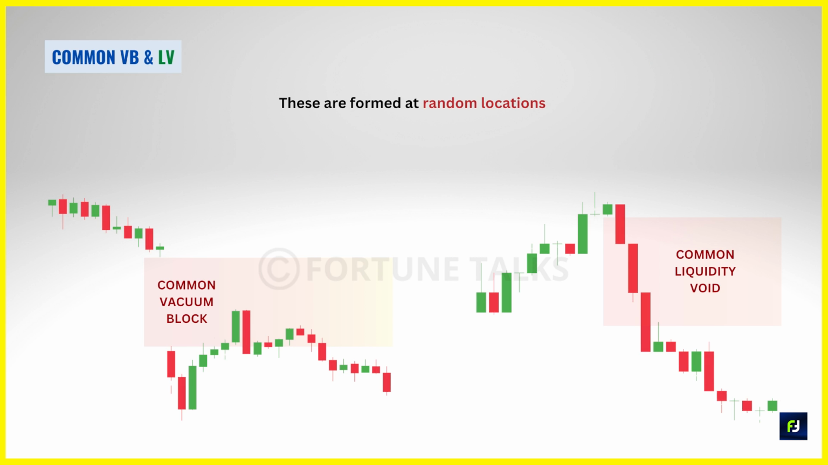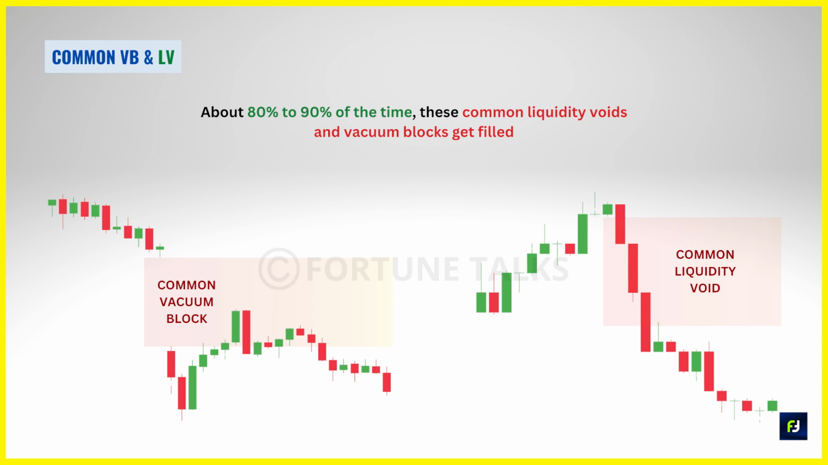Common liquidity voids and common vacuum blocks appear randomly on the chart. Often there is nothing more to their formation on the chart beyond their mere appearance. These are formed at random locations, or in other words, they have no underlying price action meaning in the market, or maybe not something that I know of. But one observation that I have made is that these common voids and blocks are formed within ranges. That is, when the market trades between a certain range, you will come across them, and 80 to 90% of the time, these liquidity voids and vacuum blocks get filled.